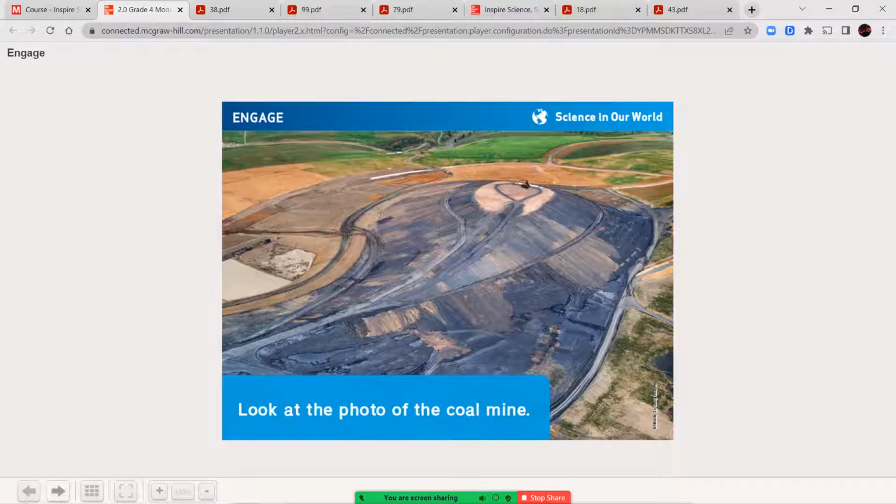So this is a picture of a coal mine. Go ahead and take a look at this, decide what kind of questions you have about it. Write down at least 3 questions. Feel free to go ahead and pause the video here if you need to.